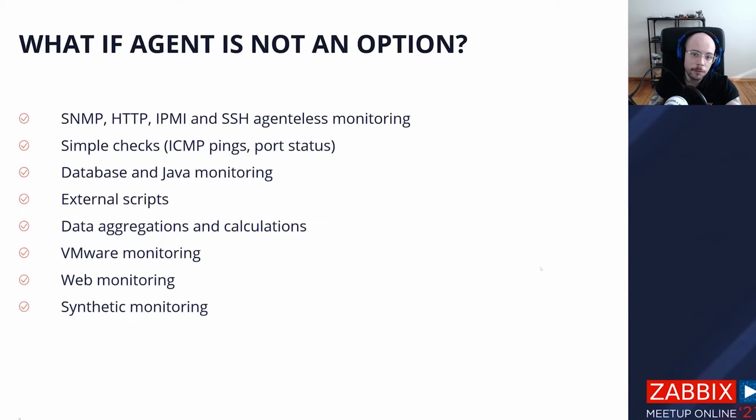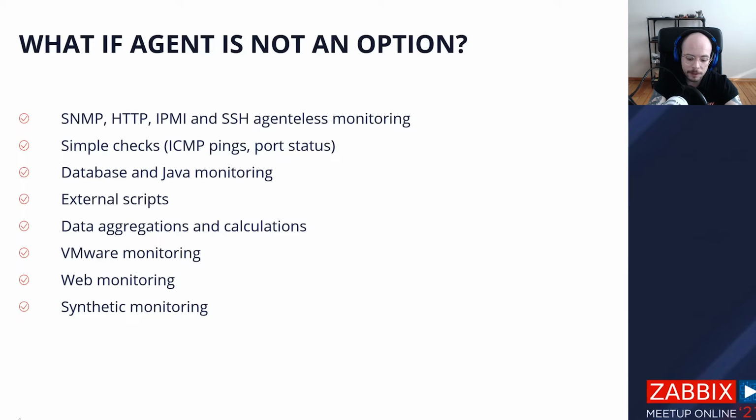Of course, agent won't be an option always. So we have many other methods: SNMP, HTTP checks, IPMI, which is quite rare, but it's still there, SSH. We can do basic checks like port checks and pings, monitor databases, Java applications, and execute external scripts by the server, proxy, or agent. We can aggregate and calculate data. This is quite important, I think, for bandwidth monitoring or customer monitoring, where I wish to get some calculation, percentile calculation or something like that for our customer. This is also fully supported.